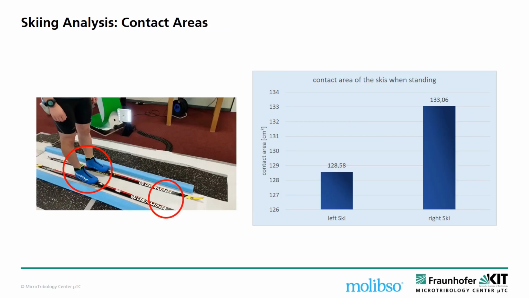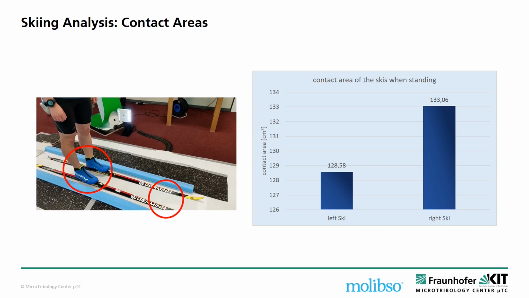For tribology, very important is the contact area. And we know that, especially for skiing, the less contact we have, the faster we go skiing, the faster we slide. And we see here the contact area of the skis in standing position. And again, he tries to avoid standing on his left ski. And we see this by receiving a lower contact area.